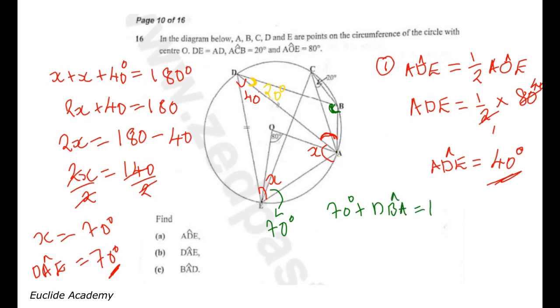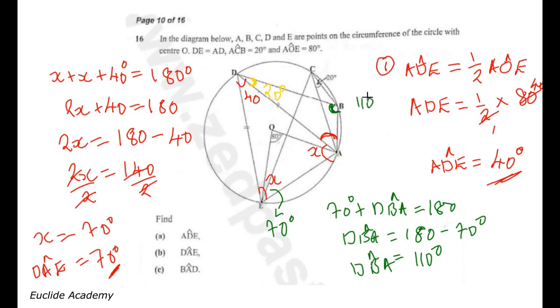This should give us 180 degrees. So we therefore know that angle DBA will give us 180 degrees minus 70 degrees, and this definitely will give us 110 degrees for angle DBA. So this green angle here is 110 degrees, which is angle DBA.